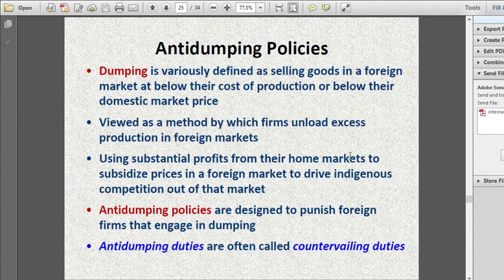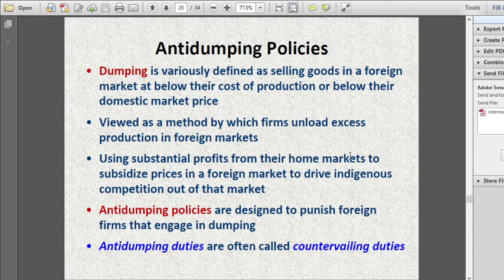Anti-dumping policy, or anti-countervailing duties. Ano ba ibig sabihin ng dumping? This is variously defined as selling goods in a foreign market at below their cost of production. Ito yung pagsisell natin ng produkto pero mas mababa doon sa expected natin, o mas mababa talaga doon sa presyo natin, domestic price.